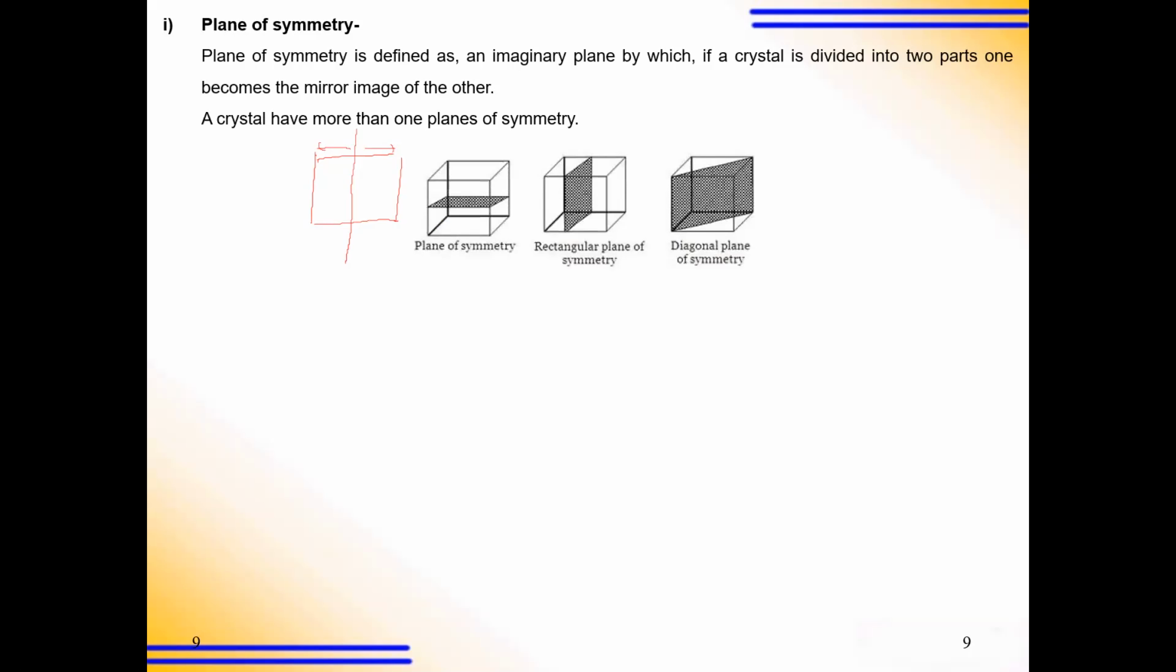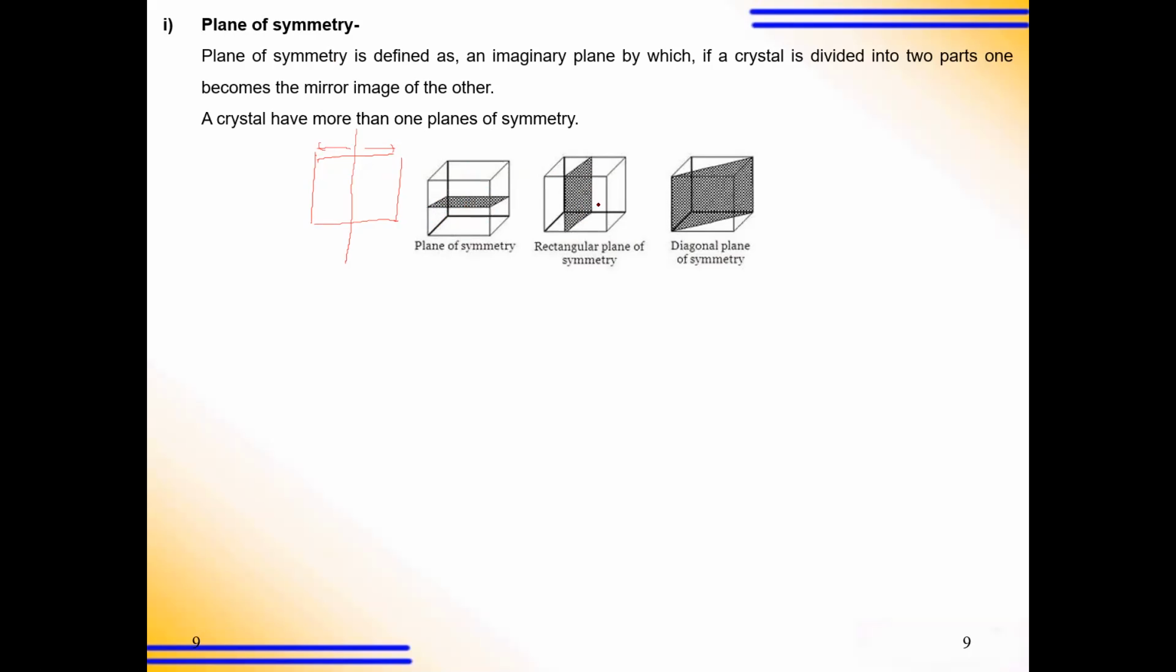सो द प्लेन ऑफ सिमेट्री इज डिफाइंड ॲज it is an imaginary plane by which if a crystal is divided into 2 equal parts, so one becomes mirror image of each other, right. So this is called as the plane of symmetry. हा एक आपण असं सांगू शकतो. देन याच्या फिगर्स असणारच आहे पुढे, just this is the plane of symmetry. So crystals have more than one planes of symmetry. This is the crystal, and this is divided into 2 equal parts, and this is exactly mirror image of each other. So this is the plane of symmetry.